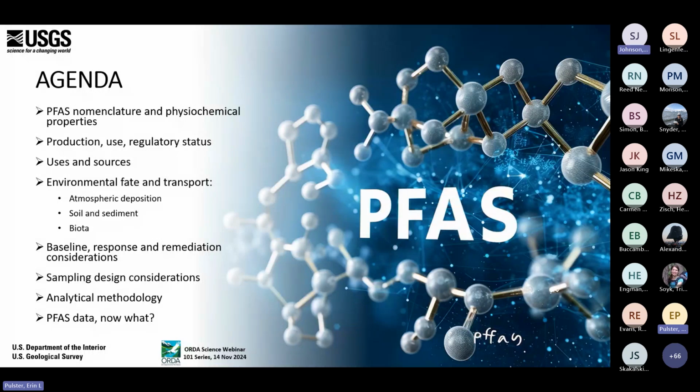And then some of the considerations that should be taken into account when designing studies and moving forward in terms of baseline considerations, how to respond to spills in the environment, and ways to remediate, or things to consider when you're thinking about remediation efforts. And also the sampling design considerations. A lot of these overlap quite nicely, but I will point out and highlight some important design considerations, analytical methodology, and then what do you do when you get the data, and what does it mean?